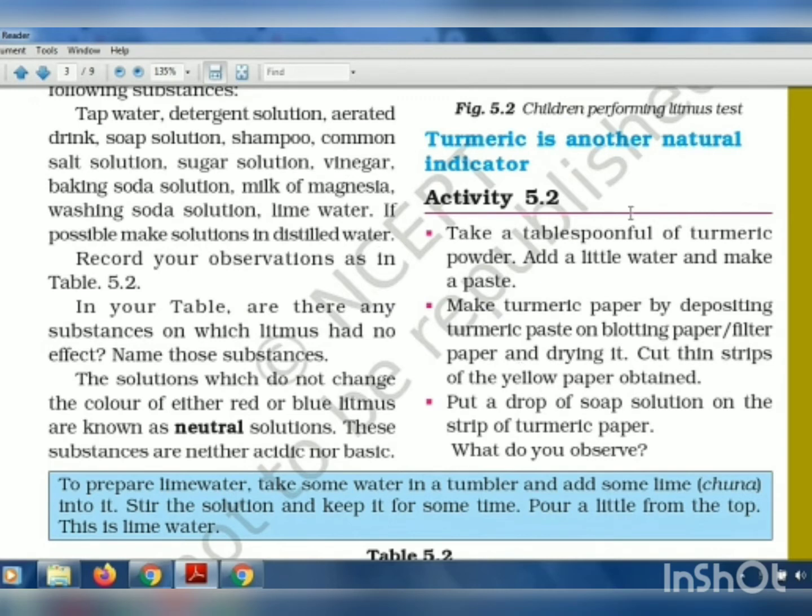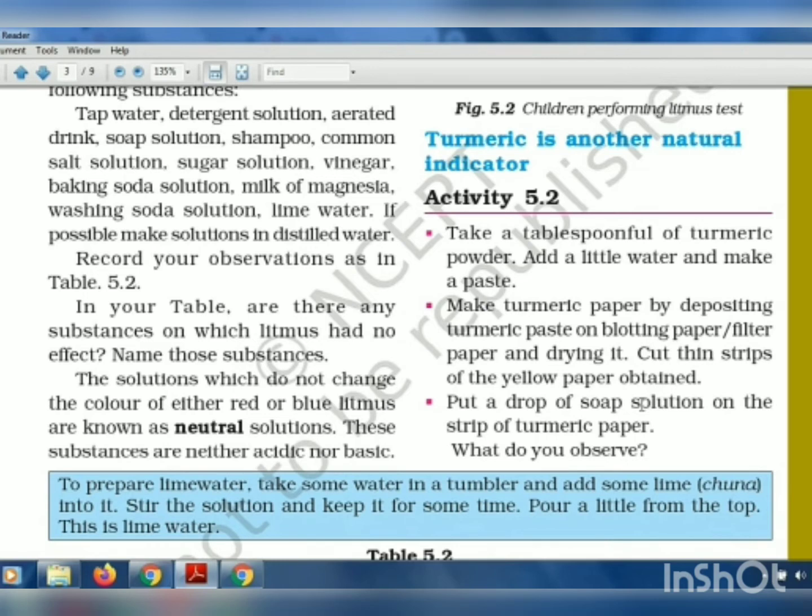You have to take a tablespoon full of turmeric powder, add a little water, and make a paste of it. So everybody will have turmeric powder at their home. Make turmeric paper by depositing the paste on blotting paper or filter paper, and dry it. So you put it on a thin sheet of paper and let it dry. Cut thin strips of this yellow paper obtained. After some time, the turmeric you can remove, right? And the paper will become yellow in color.